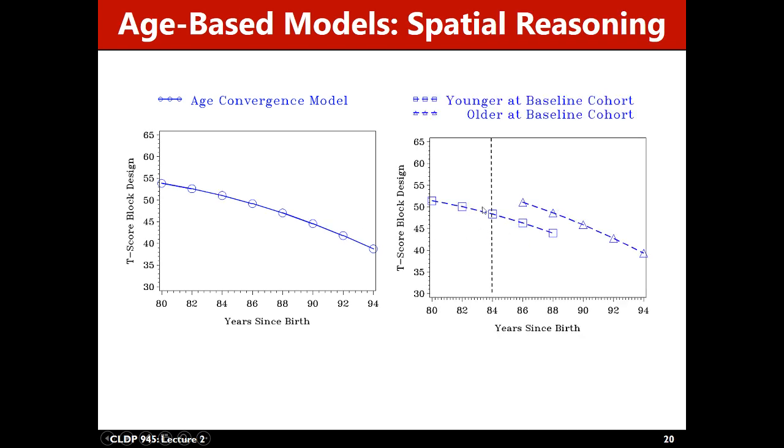Here's a block design, same story. In this case, it looks like there's a slightly greater slope in the older cohort, but that they would have been doing better.